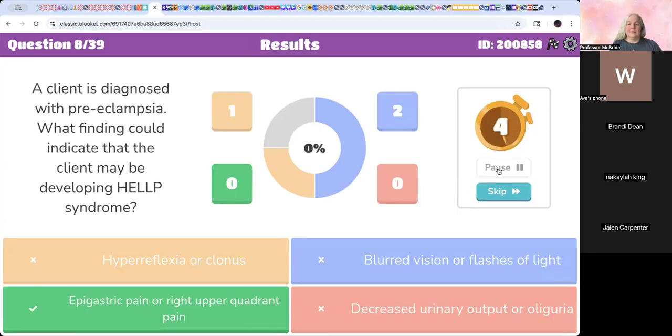All right, let's talk about this one. So HELLP syndrome, guys, is a variation of preeclampsia. You can be preeclamptic and not have HELLP syndrome. But if you have HELLP syndrome, you are preeclamptic. Does that make sense? Yes, no?